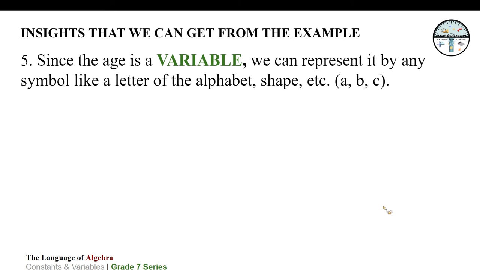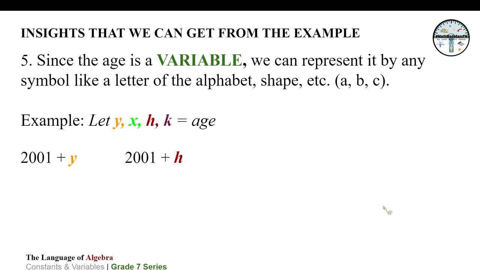An insight: since the age is a variable, we can represent it by any symbol, like a letter of the alphabet, a shape, etc. Like A, B, C, D, E, F, G, or whatsoever. This is just an example. You can represent age by any letter or shape, whatever you want. So like this and like this. Though they have different symbols, they still represent the same variable, which is age.